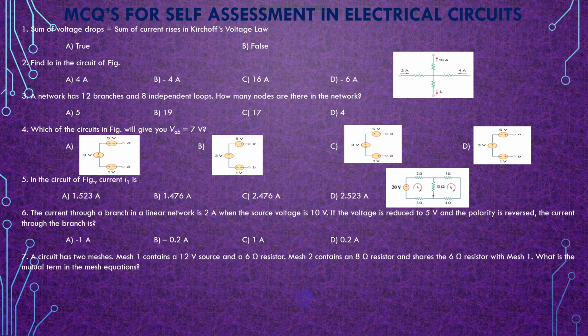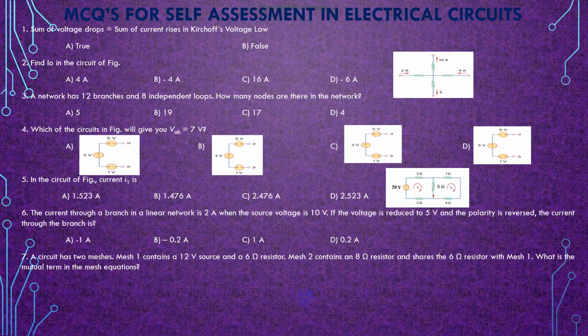Okay, the circuit has two meshes like this. Mesh 1 contains a 12 volt source and a 6 ohm resistance. It will be like this: a 12 volt source and a series resistance of 6 ohms. If you draw it, it is easy for you.